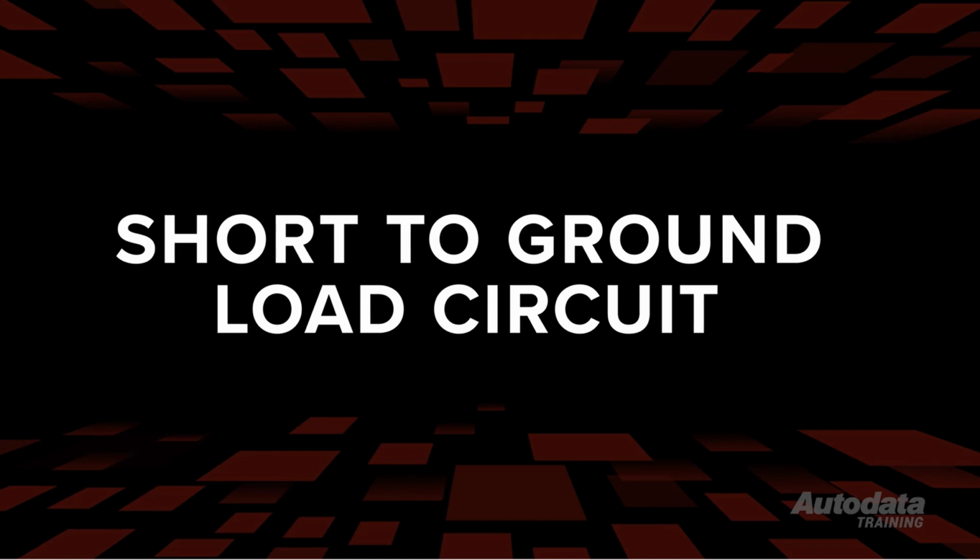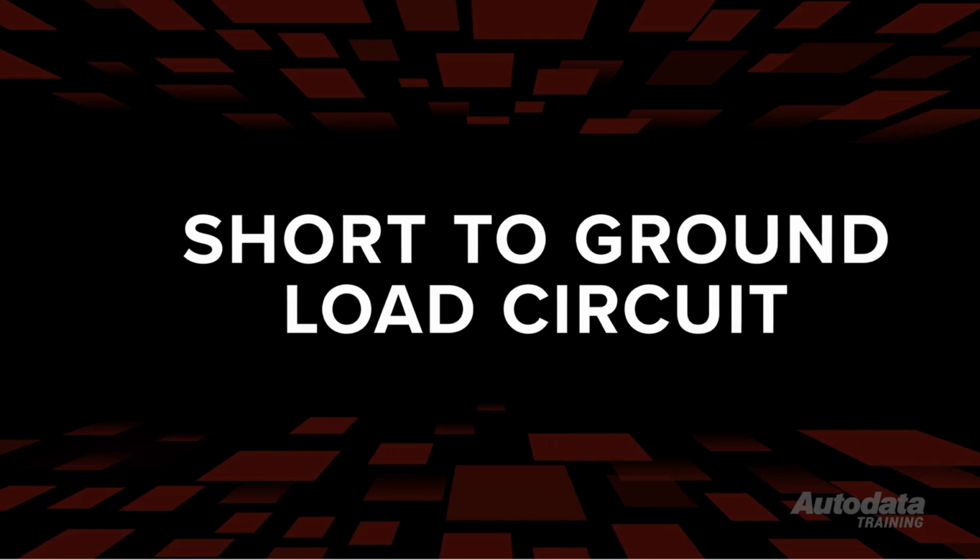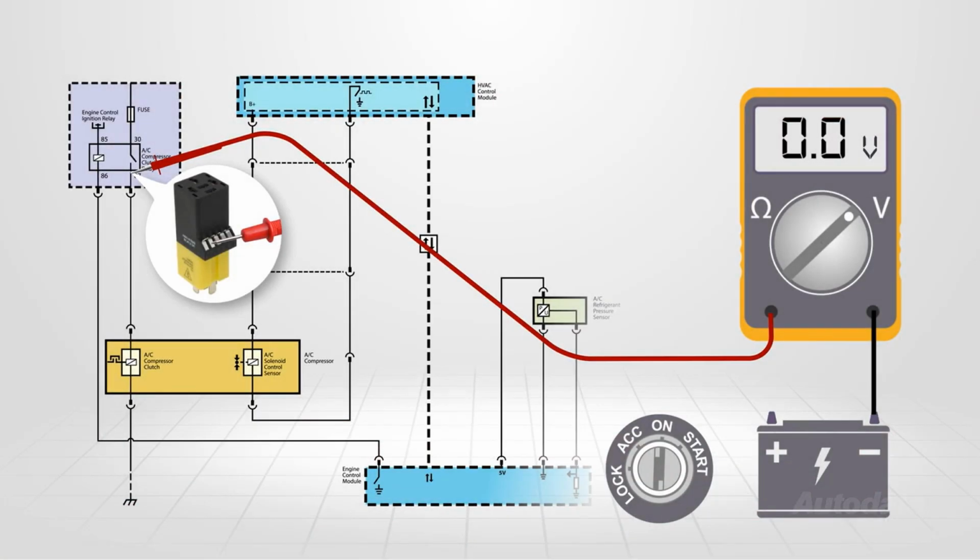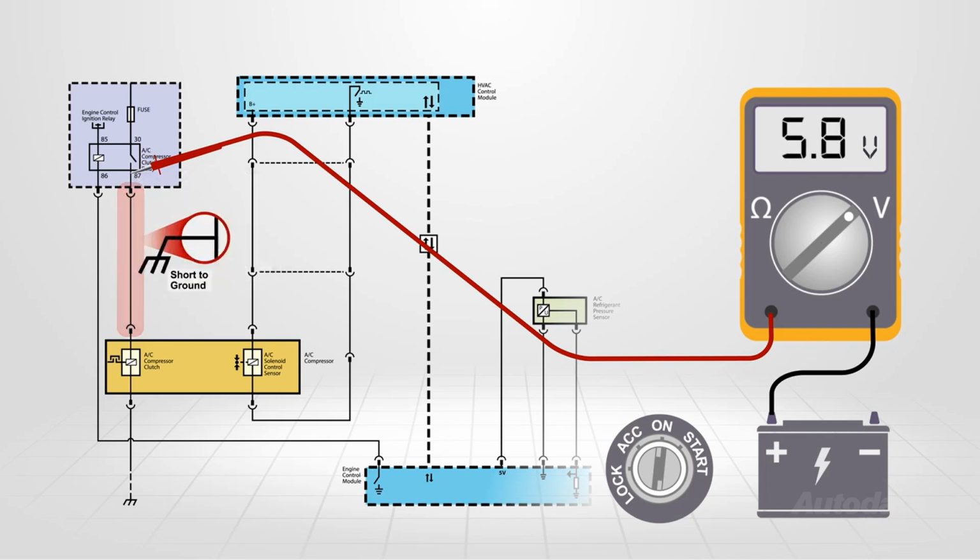If 0 volts was found, there might be an open or short to ground in the load circuit. To differentiate between the two, move the meter lead from battery negative to battery positive and watch the display. If the meter displays any voltage now, there is a short to ground in the circuit. Remove the relay while watching the display. If the meter now shows 0, the short is in the relay.